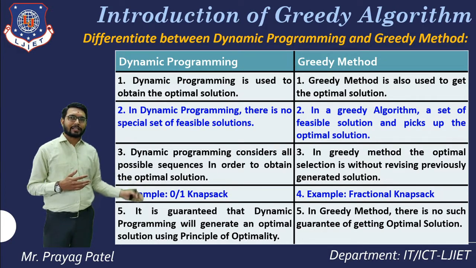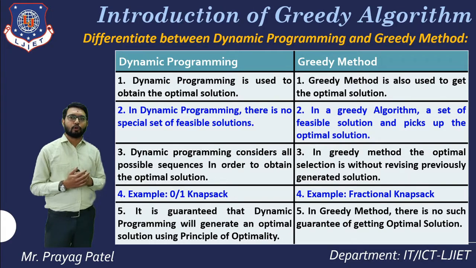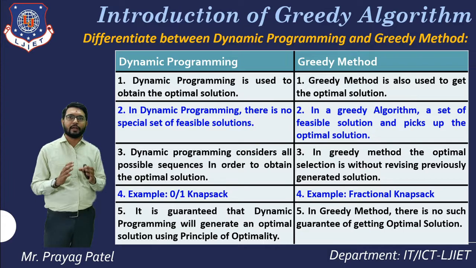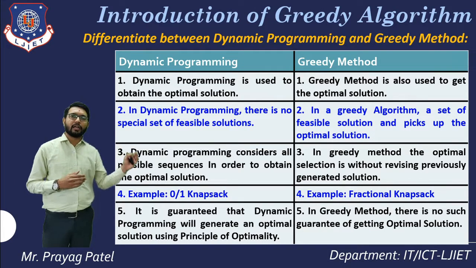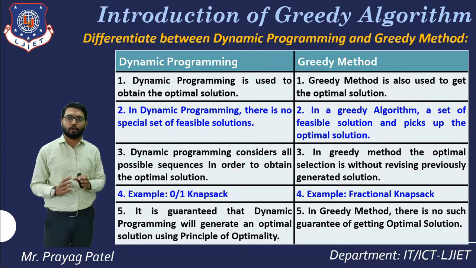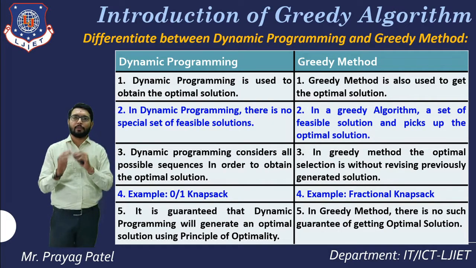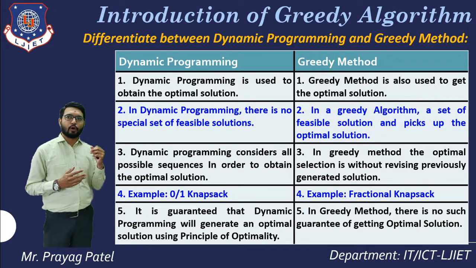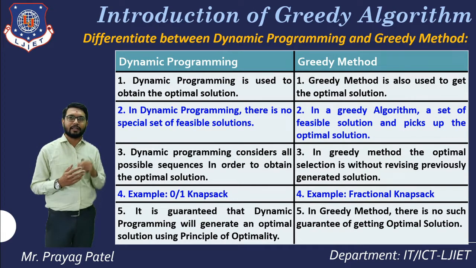Now the last point: it is guaranteed that dynamic programming will generate an optimal solution using the principle of optimality, which means dynamic programming always gives the optimal solution. Now in greedy method there is no such guarantee of getting the optimal solution. In some cases greedy method gives the optimal solution, but it is not guaranteed every time. For example, in our previous example of coins of 1, 4 and 6, if you want to find the change for 9, it does not give the optimal solution.